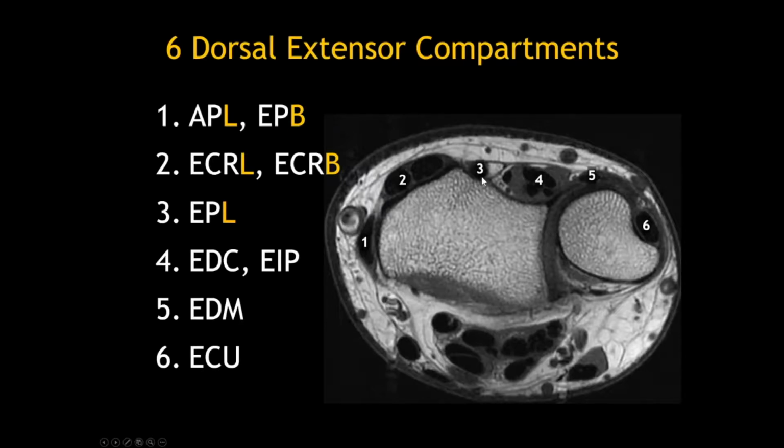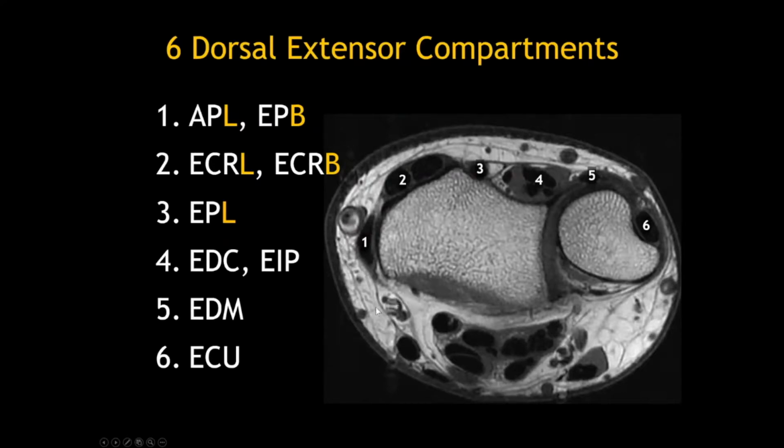We'll find the third dorsal extensor compartment, or extensor pollicis longus. Next to that, we'll find the fourth dorsal extensor compartment, extensor digitorum communis and extensor indicis proprius. Next to that, the extensor digiti minimi. And finally, in the ulnar groove, the sixth extensor compartment, or the extensor carpi ulnaris tendon.